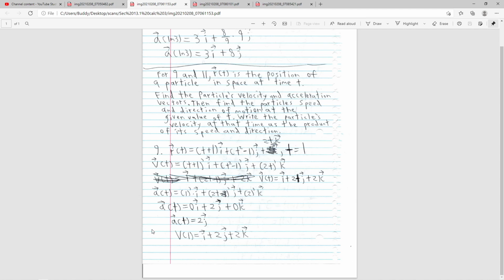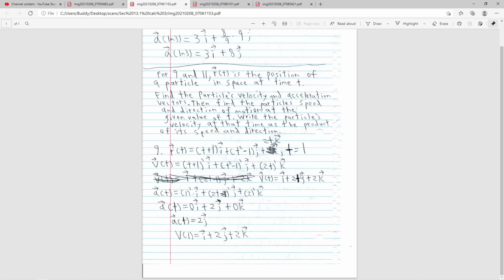And acceleration will just be 2j this time. This is very similar to the first one in your specs, just having 2j be the acceleration no matter what time t is. And v(1) is equal to i + 2j + 2k. We'll just say that right now so we can get that out. We need to know that to be able to solve for speed and velocity and stuff in this direction.